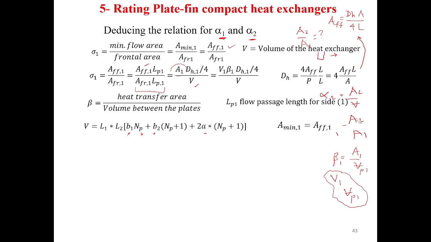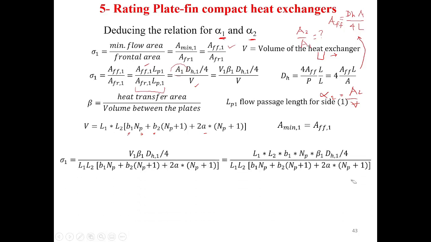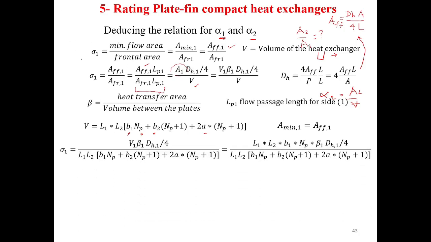Sometimes we write A minimum, and sometimes we write it A_ff, which indicate the same thing. That is the minimum flow area or free flow area. Now go back to this equation, which is alpha sigma, and put in the volume this expression. You take the expression for sigma and substitute the volume with this expression. So you get V1 B1 dH1 divided by 4 divided by the volume, which is given by this equation.